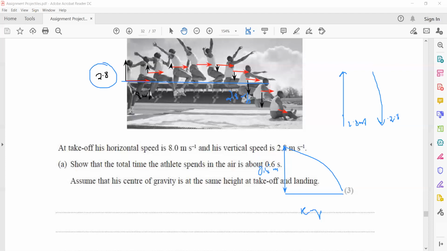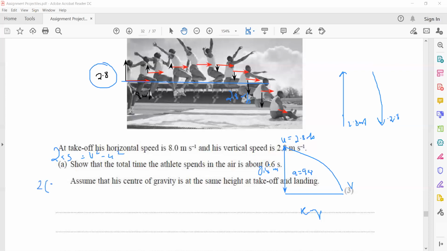So first, I know the initial vertical speed is 2.8. I have the distance, and I know acceleration due to gravity is 9.8. So I'll find the final speed, v, first. I will use the equation of motion, 2as equals v square minus u square. I can also use s equals ut plus half at square, but in that case it will be difficult to solve because it will form a quadratic equation.